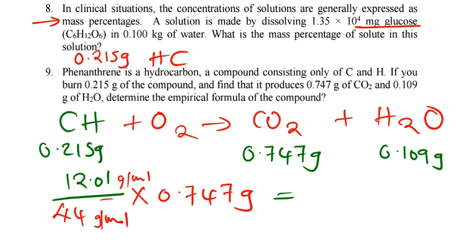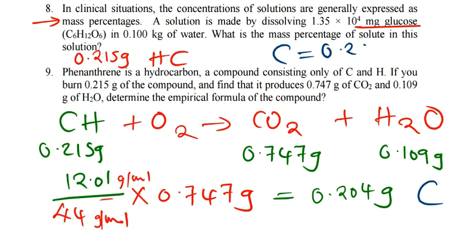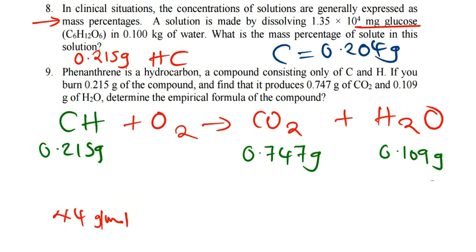So 12.01 divided by 44, multiplied by the mass, we'll end up with something like 0.204 grams. So that's the mass of carbon. The carbon mass is 0.204 grams. Now we can try to find the mass of our hydrogen. How do you do that? Please feel free to pause the video.